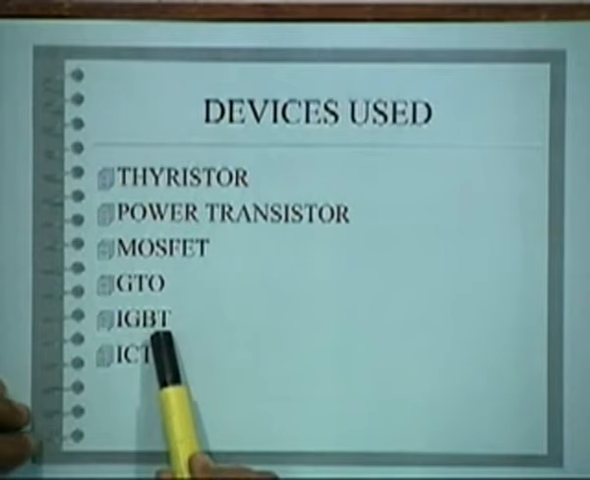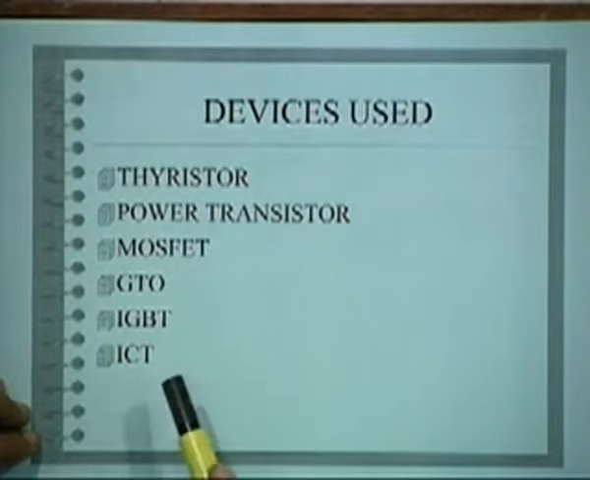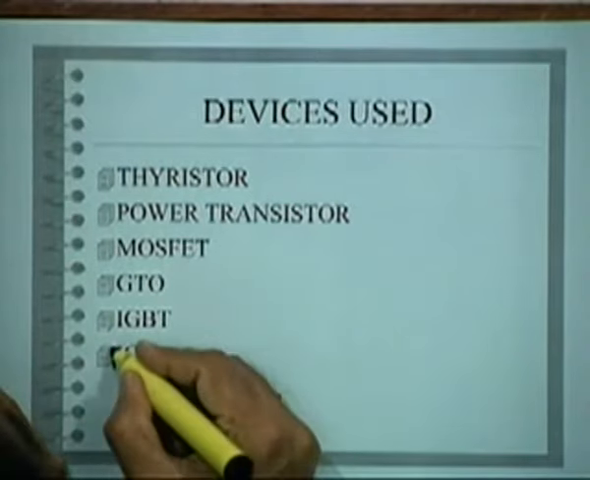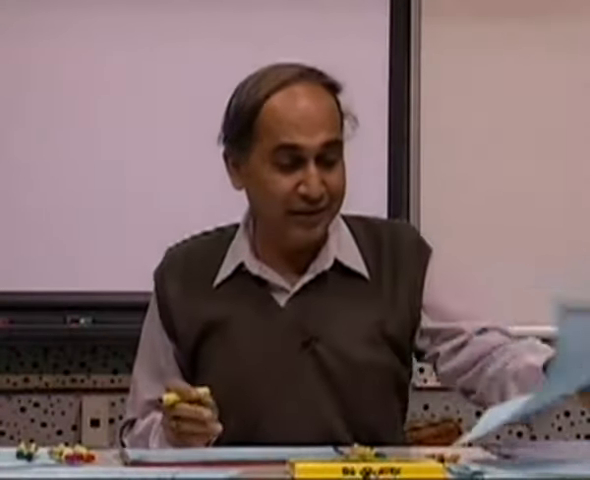There are IGBTs, insulated gate bipolar transistors, and there are MOS controlled thyristors. No, actually this is MCT. Actually, I'm sorry, MCT. Okay. Now I think we cannot get into details of the devices now.